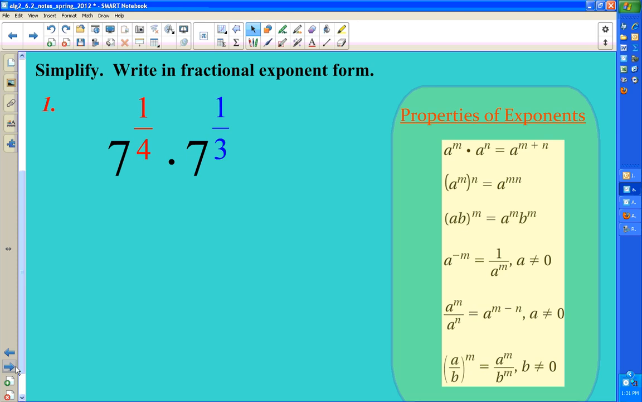Now, what's different about this problem than the other stuff? Why is this one different? The exponents are rational expressions. And we know from experience that some of you, not mentioning any names, couldn't add 1/4 and 1/3 to save their lives without a calculator.